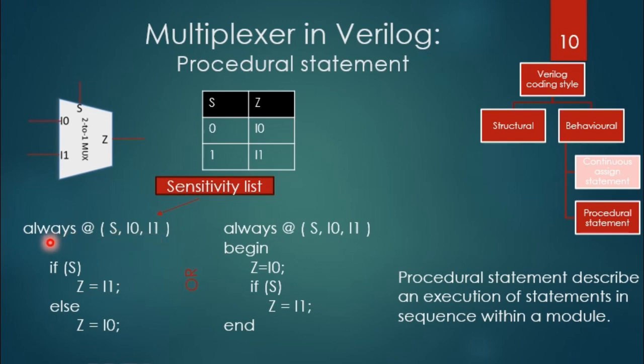After you complete the line of the always block header, you can write the behavior of the 2-to-1 mux using if-else. If S equal to 1, then Z will be equal to I1, else Z will be equal to I0. Procedural statements allow us to describe the behavior of the circuit in a sequential way. In other words, it describes an execution of logic in sequence.